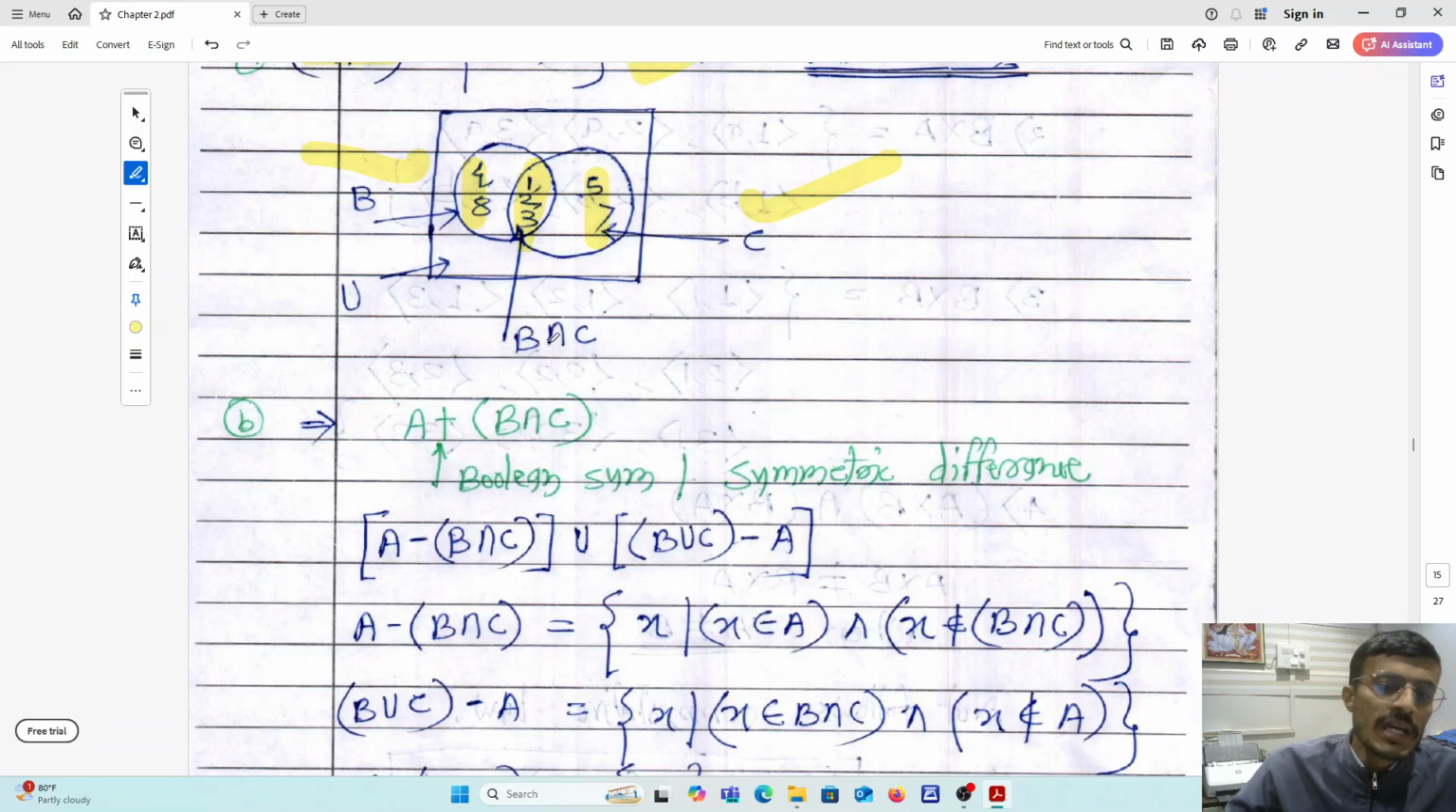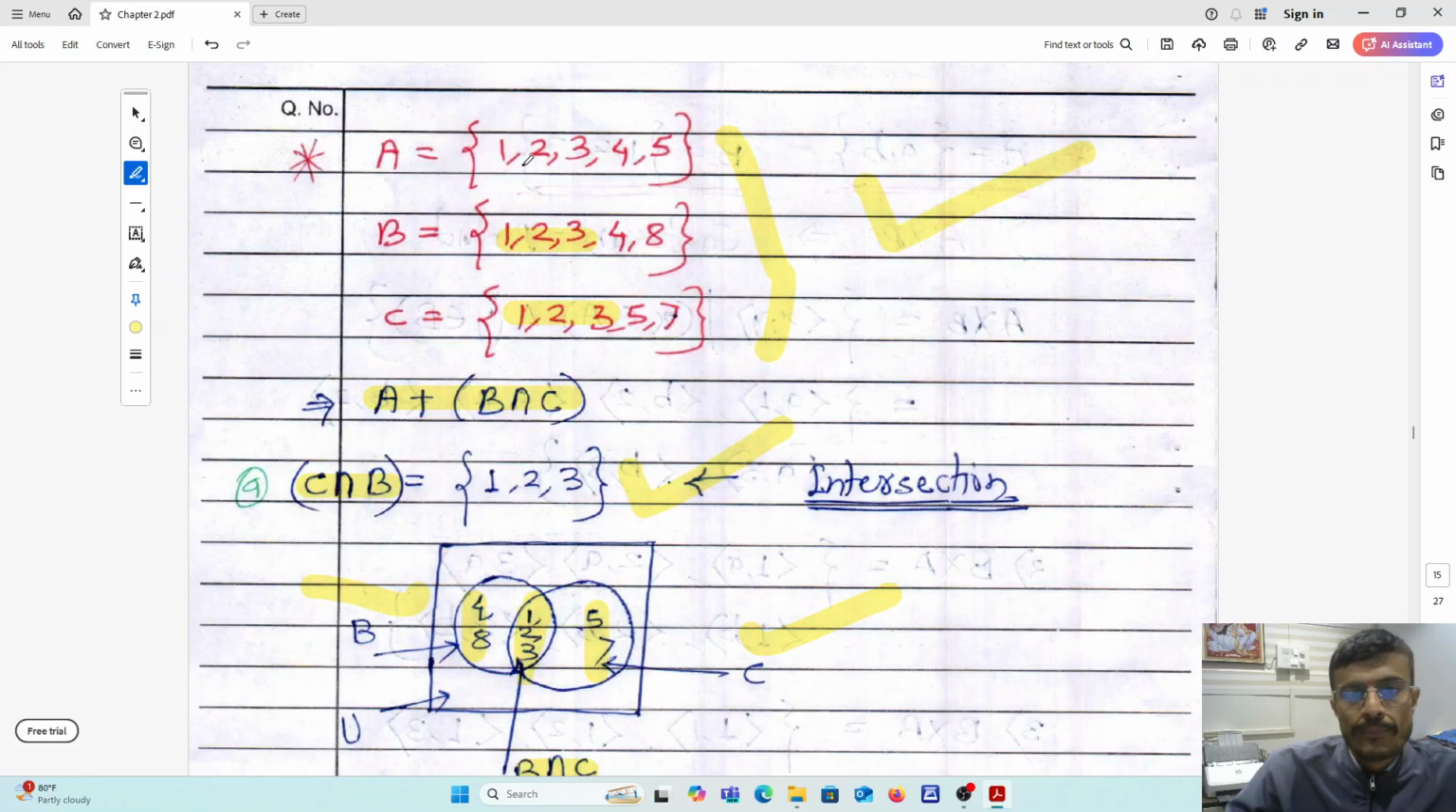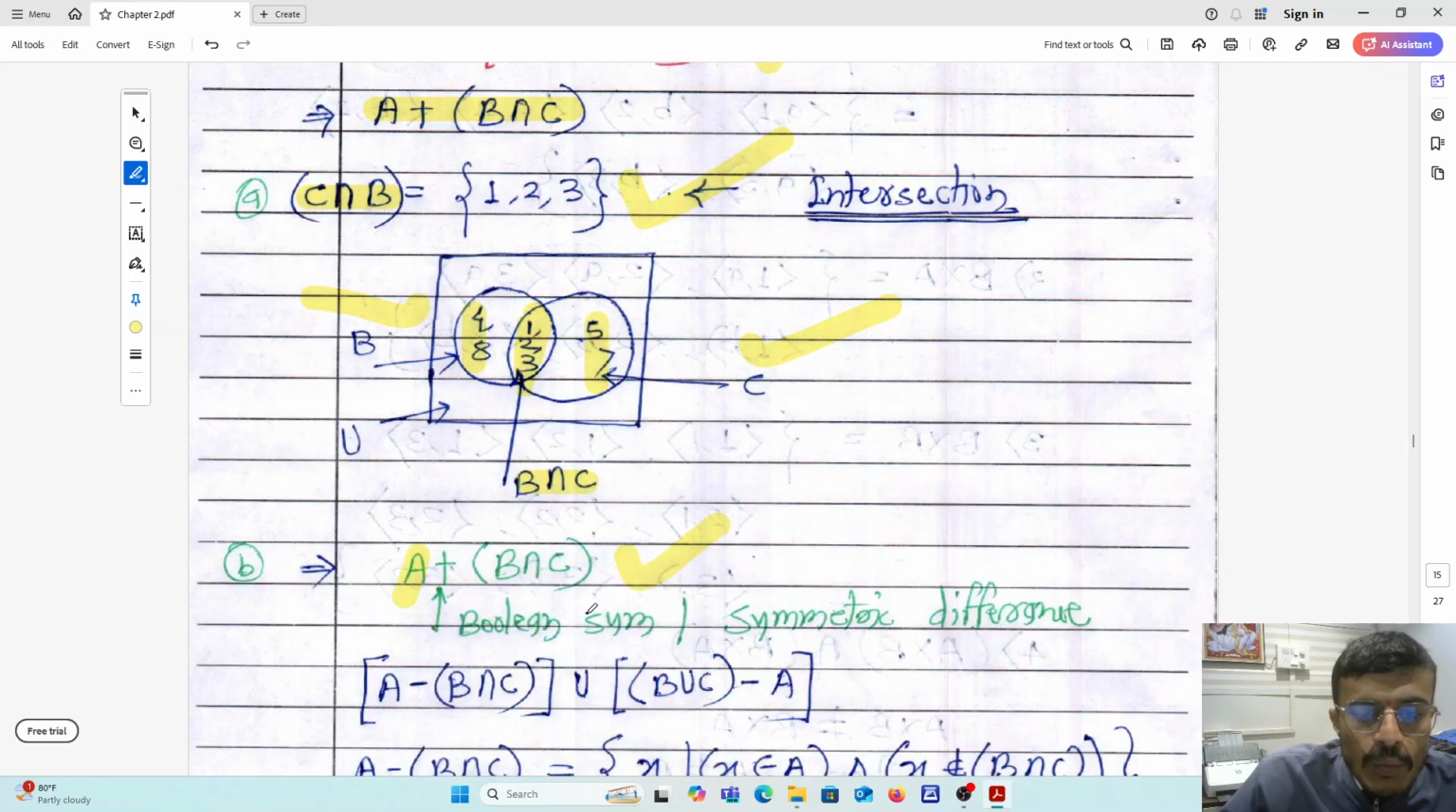Now second, we have to find A plus B intersection C. We got B intersection C, which is nothing but {1, 2, 3}, and A is the set already given to you. So what you have to perform is the Boolean sum, or symmetric difference, of A with respect to B intersection C.